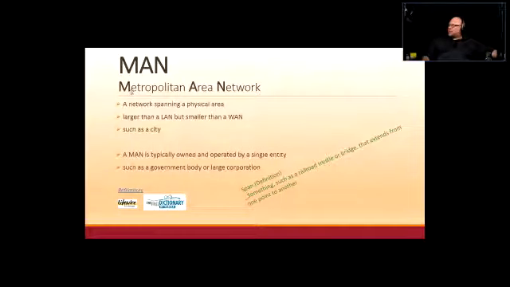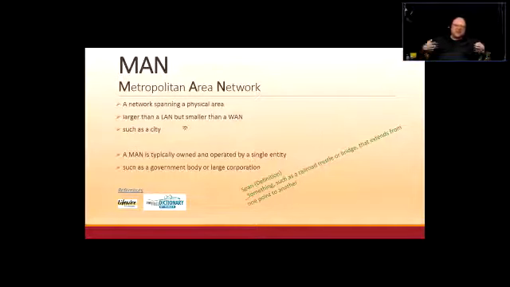Right, metropolitan area network. A network spanning a physical area. Not spamming, but spanning. Span definition: something such as a railroad trestle or bridge that extends over a point. So basically extending. A network extending over a physical area, larger than a LAN but smaller than a WAN. A LAN is a local area network, usually contained to a building or a company. A WAN is the whole internet, the World Wide Web. But here's the MAN, Metropolitan Area Network.